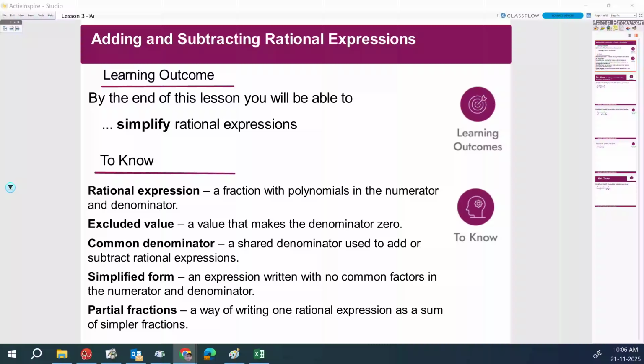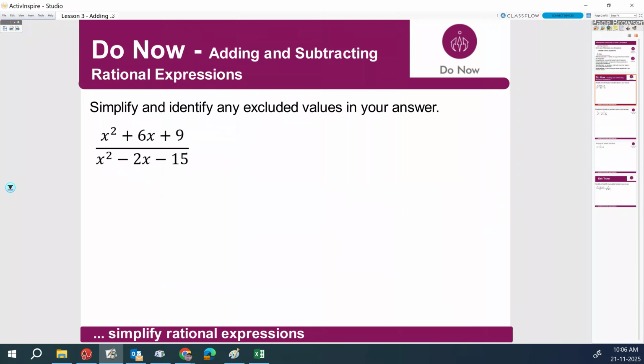Okay, so today we're going to be looking at rational expressions. Most importantly, our goal is to simplify the rational expressions. We're going to cover adding and subtracting rational expressions as well as finding partial fractions. So let's have a look at our starting activity.